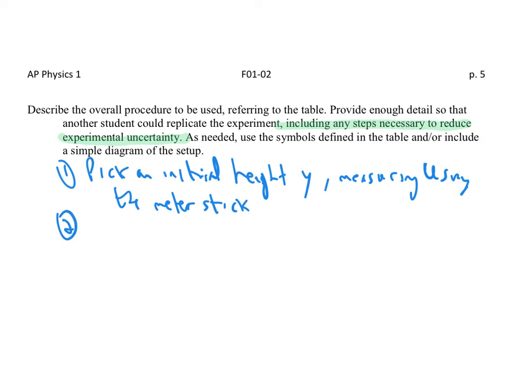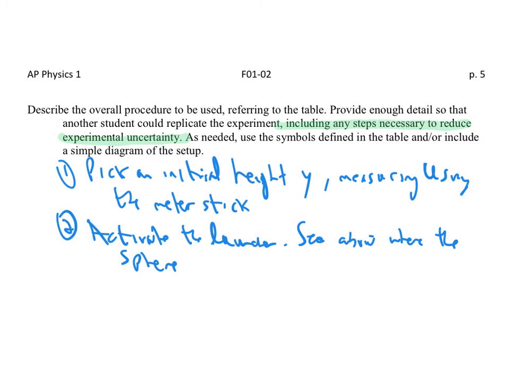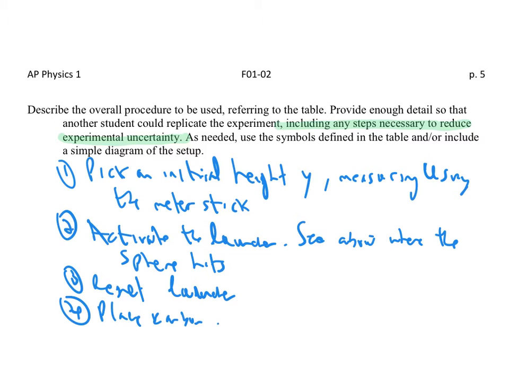And then we would fire, right, activate the launcher, fire the launcher, see about where the ball hits. Reset the launcher and place carbon paper where the ball hit. Activate the launcher.